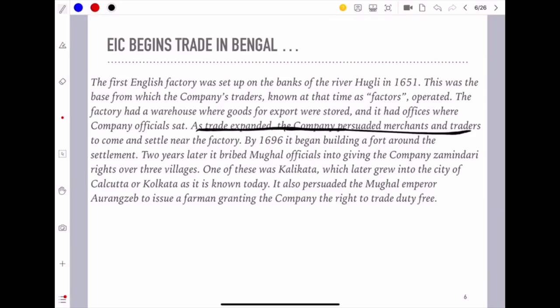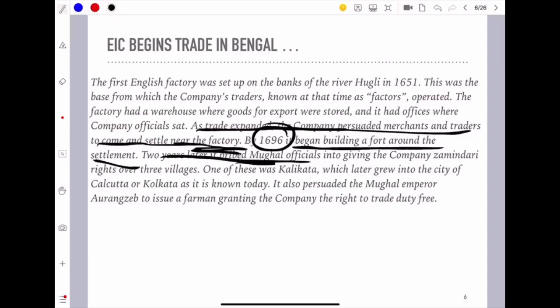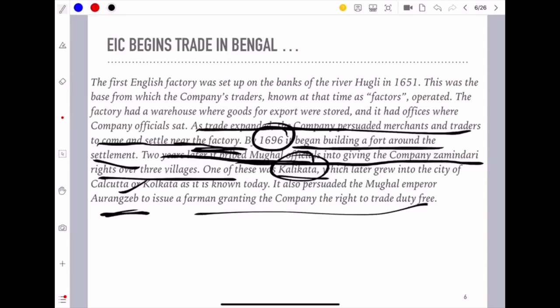As trade expanded, the company persuaded merchants and traders to come and settle near the factory. By 1696, it began building a fort around the settlement, meaning fortification started. Two years later, it bribed Mughal officials into giving the zamindari rights over three villages. One of these was Calicutta, that's now Calcutta. It persuaded the Mughal Aurangzeb to issue a farman.